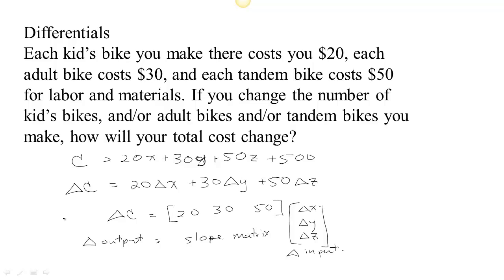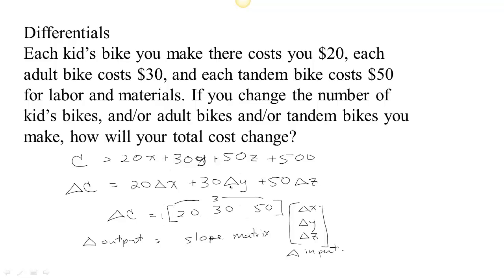Okay, so now let's add another wrinkle. Again, notice that this matrix is a 1 by 3 matrix. There's one row because there's one output, the cost. And there are 3 columns in this matrix, one column for each of the inputs. So we have a 1 by 3 matrix for this function.